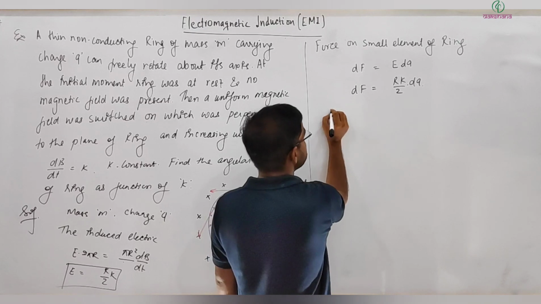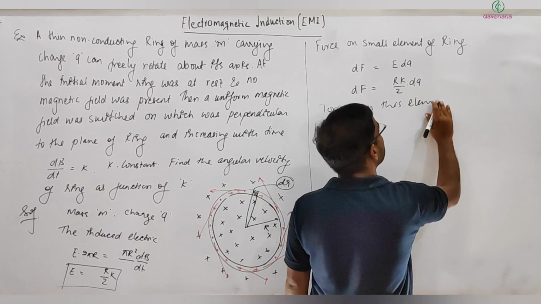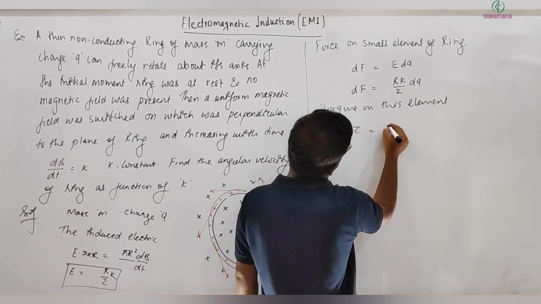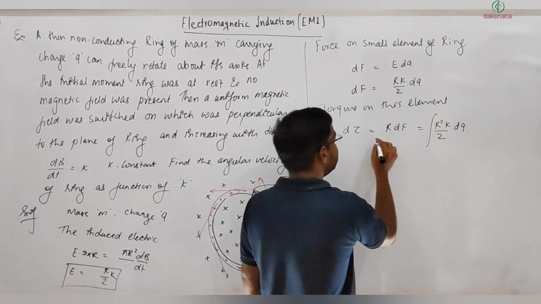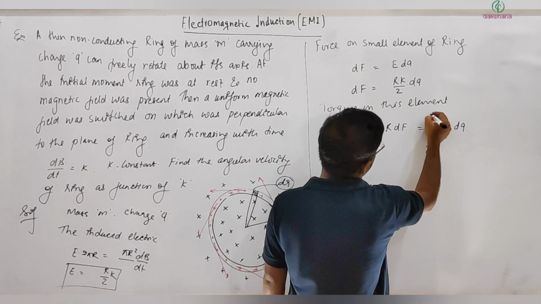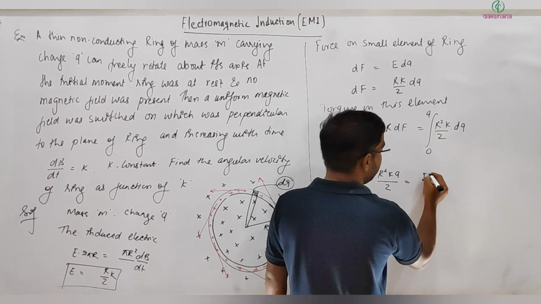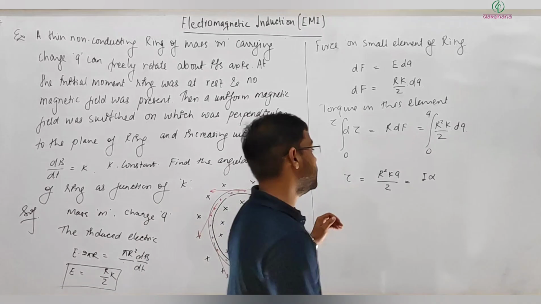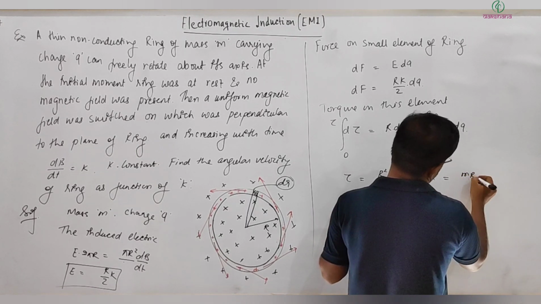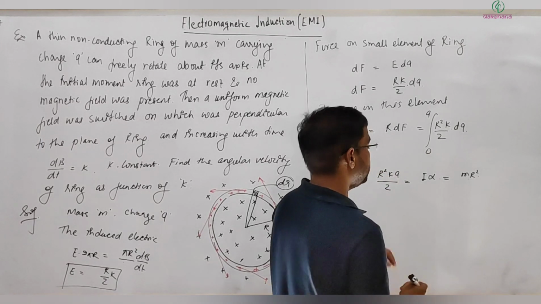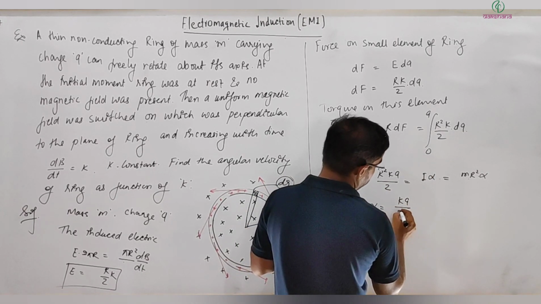Then the torque on this small element, d tau, is equal to r into dF, and this is r square k by 2 into dq. If I integrate it over the complete ring, from 0 to q, then tau I am getting is r square k q by 2, and this is equal to I into alpha. I is the moment of inertia, and for a ring it is m r square, into alpha. We need alpha, so this implies alpha, we are getting, r square gets cancelled, it's k q divided by 2 m.